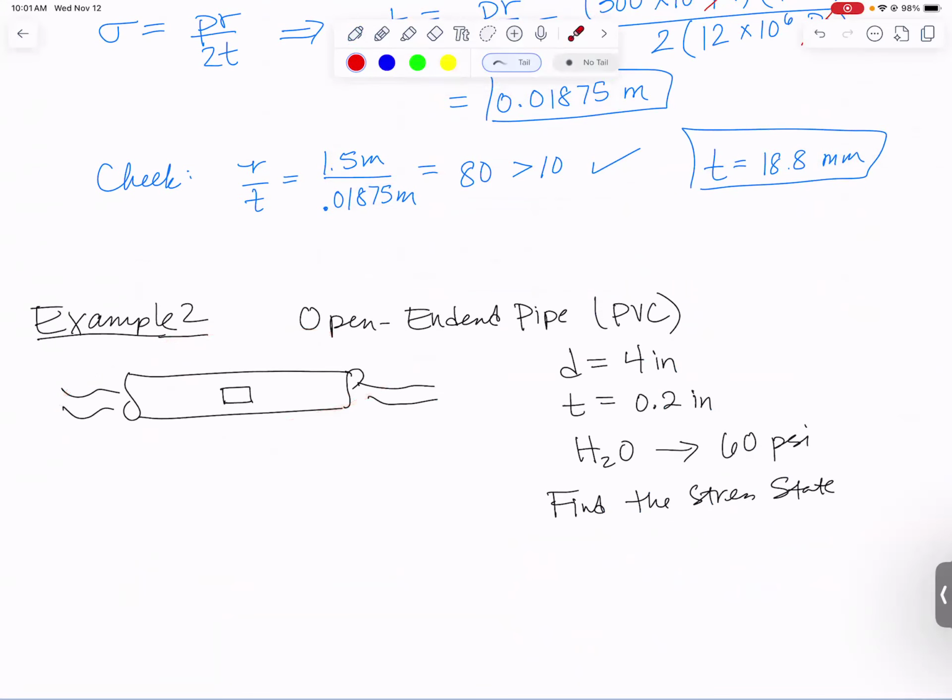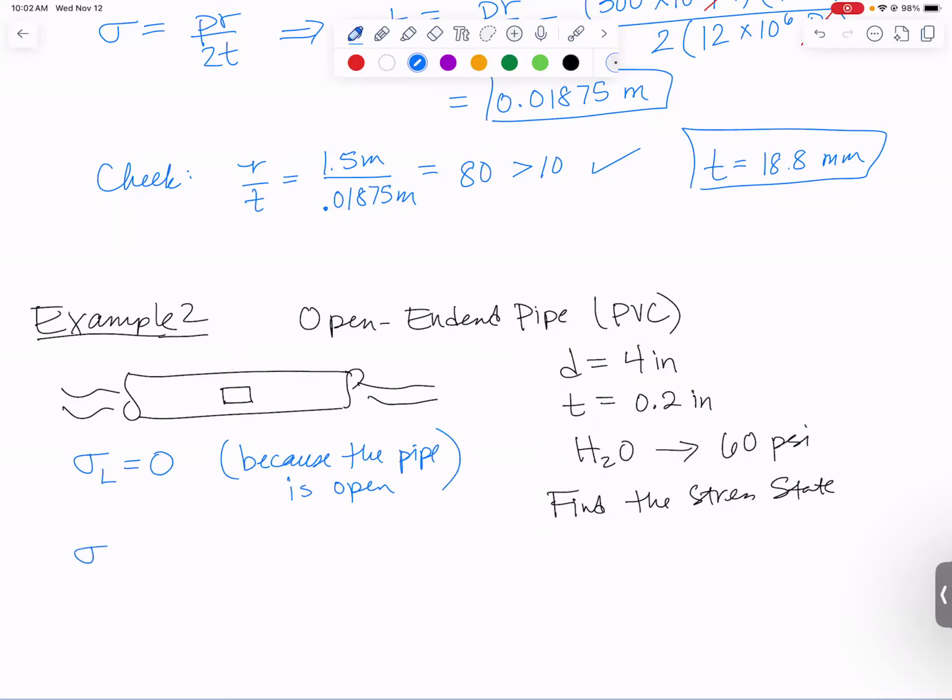Next, let's do an open-ended pipe. Because it's an open-ended pipe, there will be no stress in this direction. So we will only have a hoop stress. Given a diameter of 4 inches, we are given a thickness of 0.2 inches, and we are given a water pressure in our pipe of 60 psi. They want us to find the stress state. The longitudinal stress is 0 because it's an open pipe.